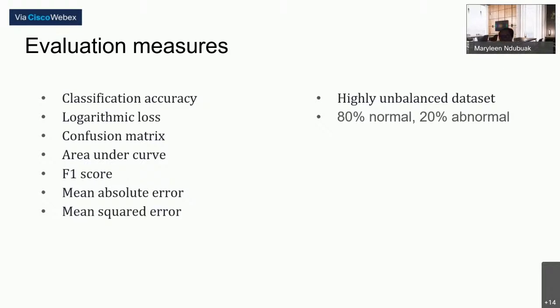Actually, if you have a highly unbalanced data set, I worked on a project where we had a highly unbalanced data set, 80% were normal, 20% were abnormal. So if you're just using classification accuracy for this, you might be misled. But we actually used accuracy plus F1 score. Because the data set is imbalanced, the F1 score will give you a better picture, and one of the models was not performing well at all when it comes to failure.